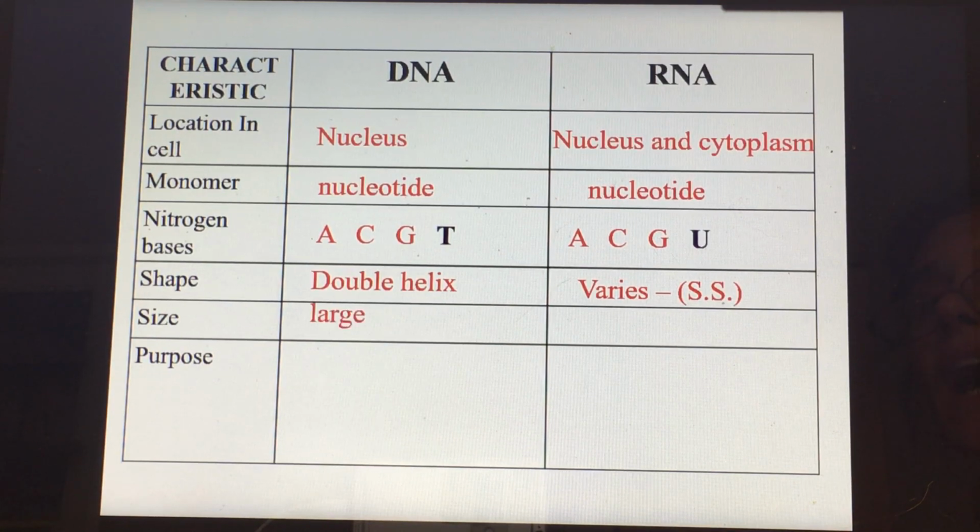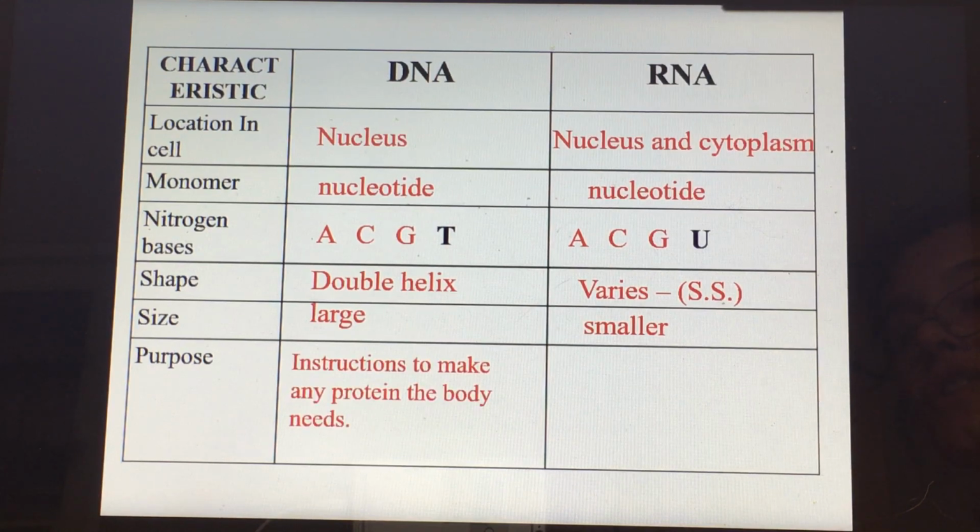And in terms of size, DNA molecules are very large, and RNA is much smaller. Now, certainly RNA is a big molecule compared to many molecules, but if you're comparing DNA and RNA, DNA is much bigger because DNA is the instructions to make any protein that the body needs. You have 46 chromosomes, and a chromosome is a big piece of DNA, and you have more than 46 proteins that your body needs to make.